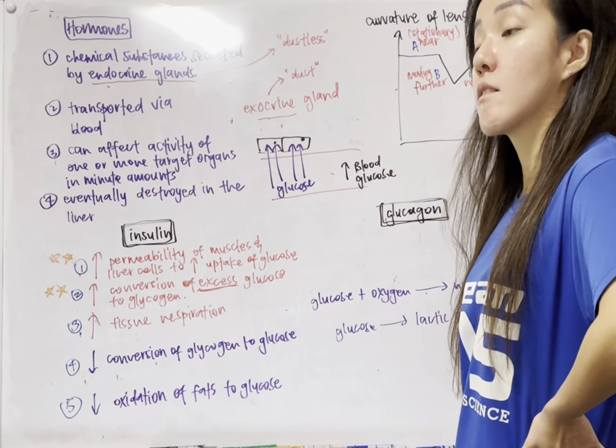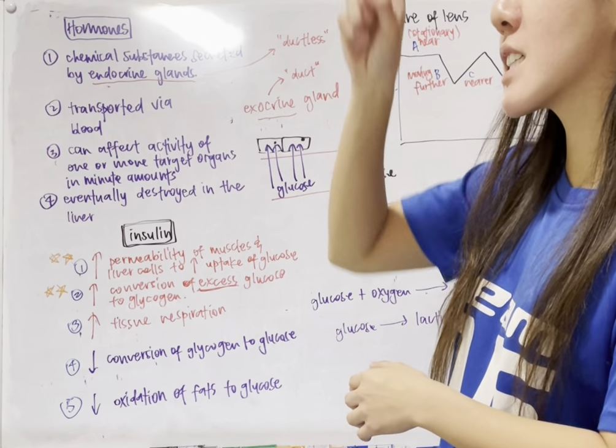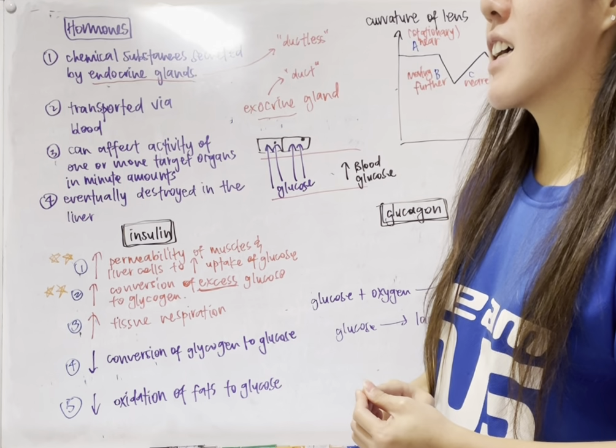Glucose. Conversion of excess glucose. Hey, hello, tell me. Conversion. Increase what? Okay, my eyes here now. What did you just recite? Increase permeability of muscle and liver cells to increase uptake of glucose.